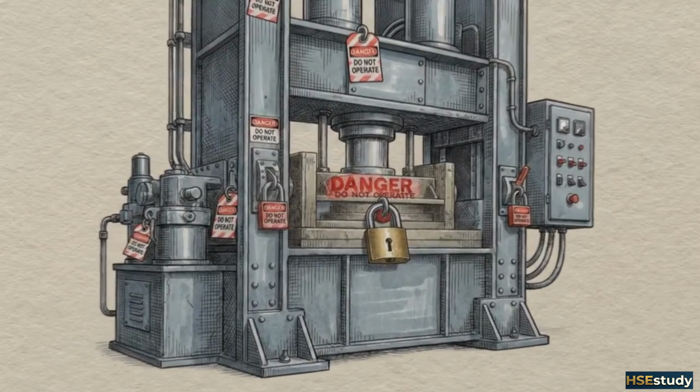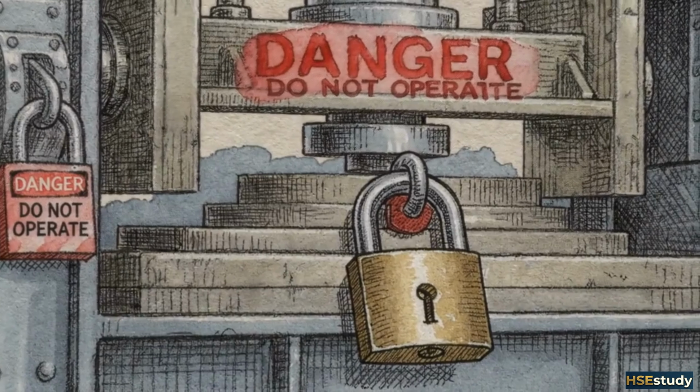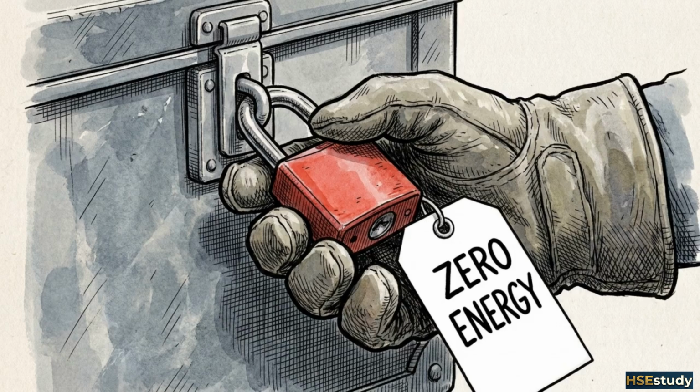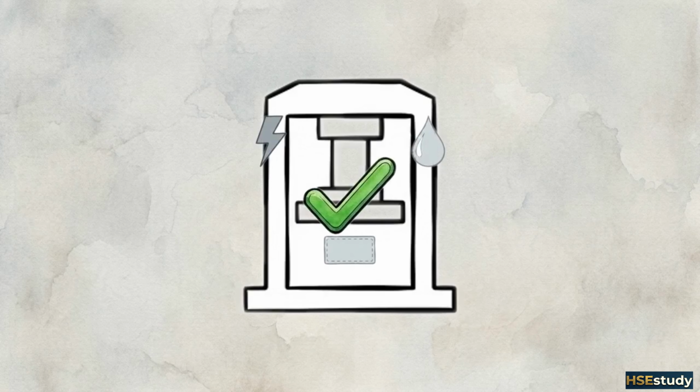With the energy isolated, residual forces dissipated, and keys captured in the lockbox, the system is now truly safe. By applying your personal lock to that lockbox, you have achieved a verified zero-energy state and taken absolute control of your own survival. Reliable industrial safety depends on controlling the hidden physics left behind after the power is gone.